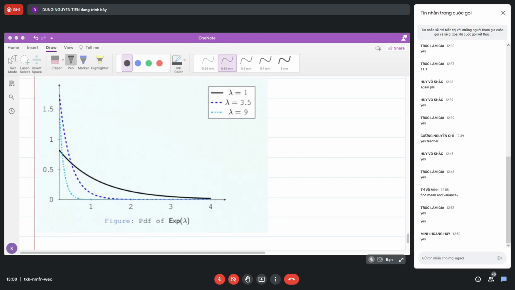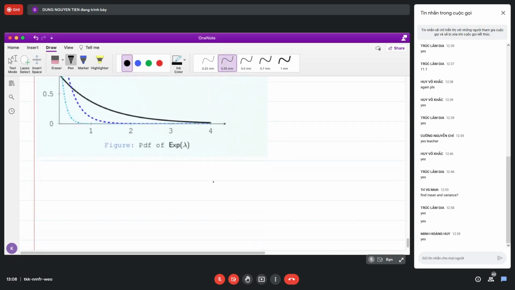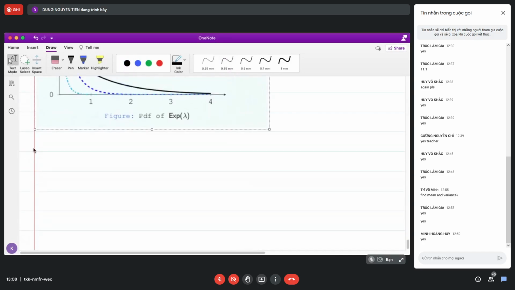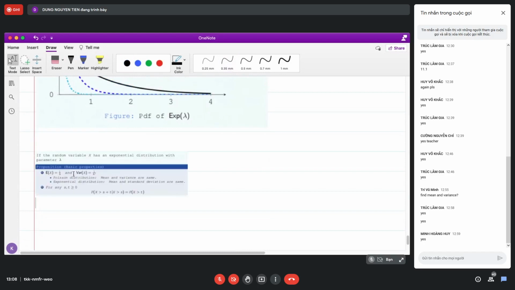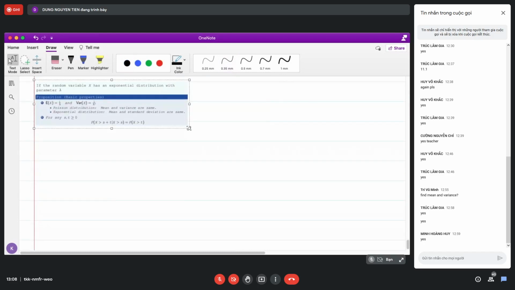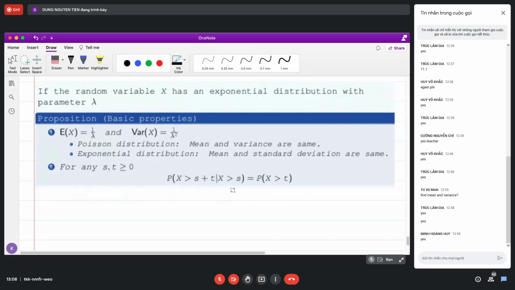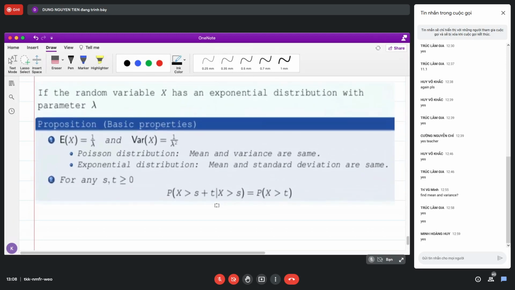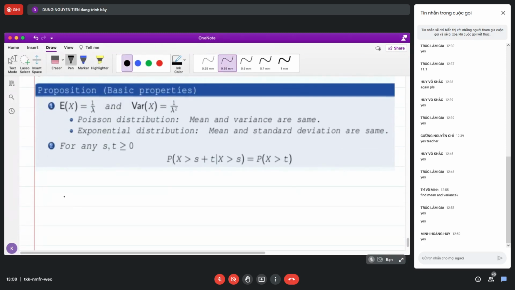Now I want to give you some properties. This is not all the interesting properties of the exponential distribution, but I don't think that we can go over all of them. So I just introduce you to two of the more important properties of the exponential distribution. First, if x follows an exponential distribution with the parameter lambda, then you can prove that the mean value is 1 over lambda. That is very easy to prove.